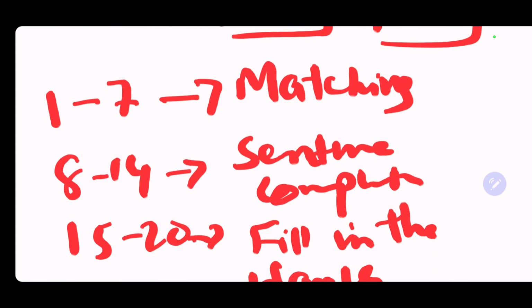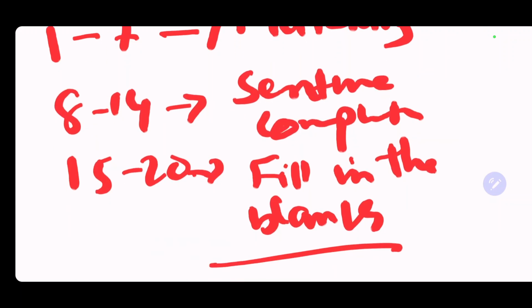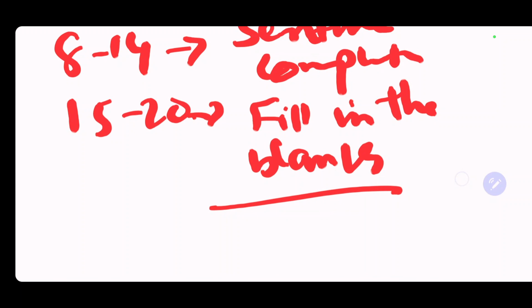Let's say for 1 to 7, we have matching question. From 8 to 14, it's a sentence completion. And from 15 to 20, we have fill in the blanks.